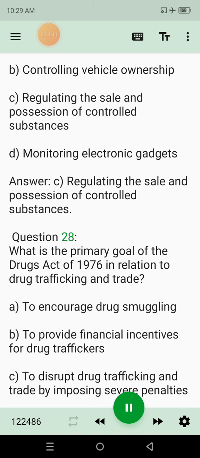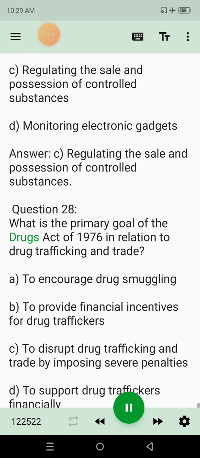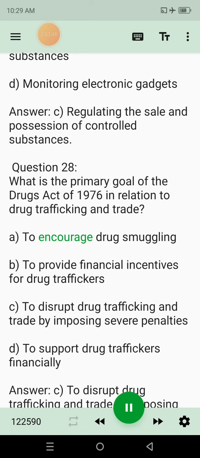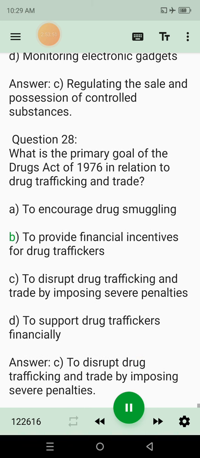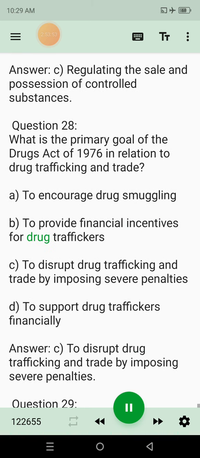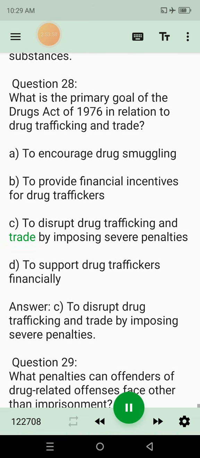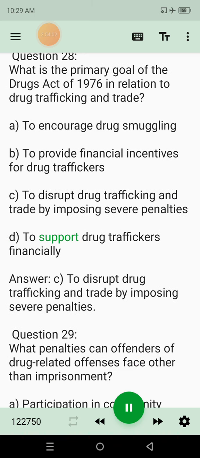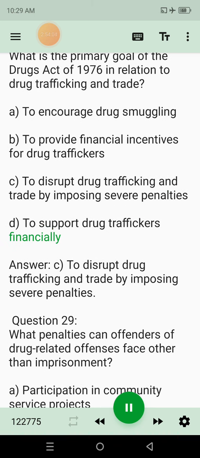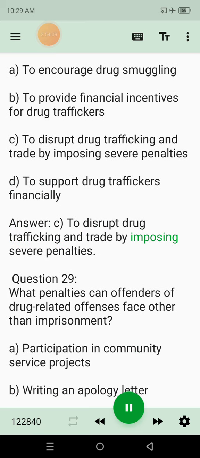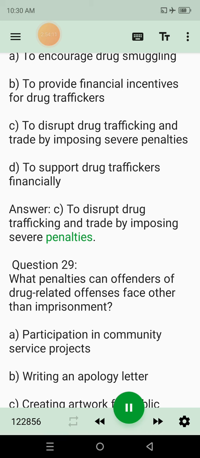Question 28. What is the primary goal of the Drugs Act of 1976 in relation to drug trafficking and trade? A. To encourage drug smuggling. B. To provide financial incentives for drug traffickers. C. To disrupt drug trafficking and trade by imposing severe penalties. D. To support drug traffickers financially. Answer: C. To disrupt drug trafficking and trade by imposing severe penalties.